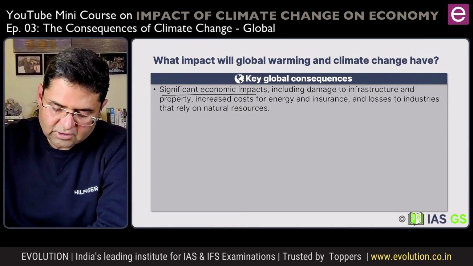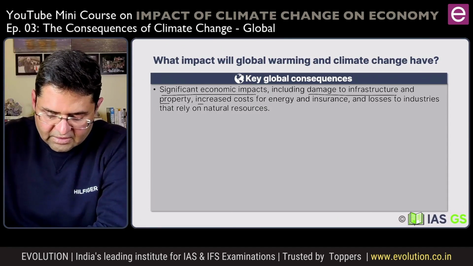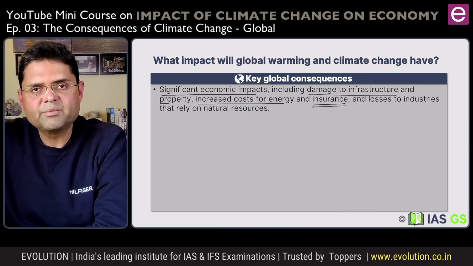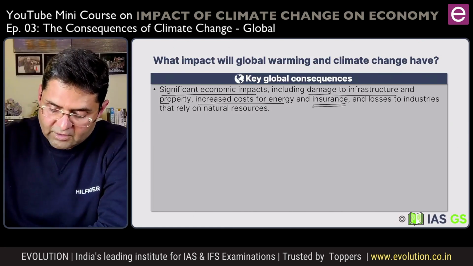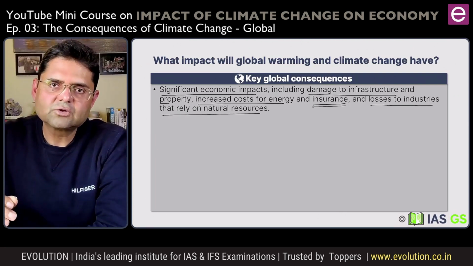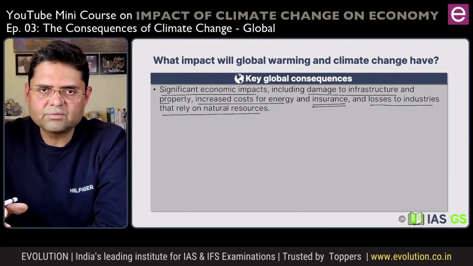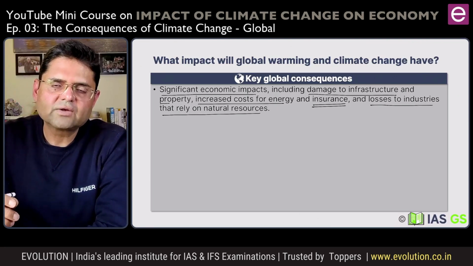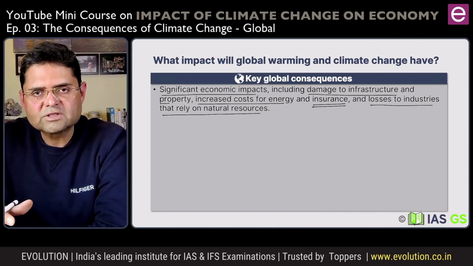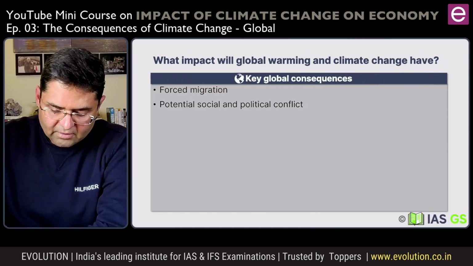Economic impact will take place because of damage to infrastructure and property, and increased cost of energy. And of course, when there is damage, there will be a burden on insurance companies. There will be losses to the industries that rely on natural resources. Besides, we are also looking at the impact on the agricultural sector. And for so many countries in the world, the agricultural sector is one of the most important pillars of their economy. So these are the consequences on the economy in general.